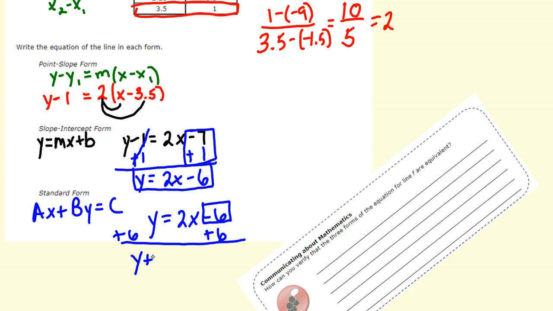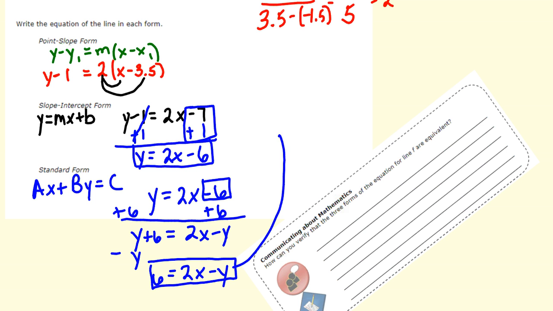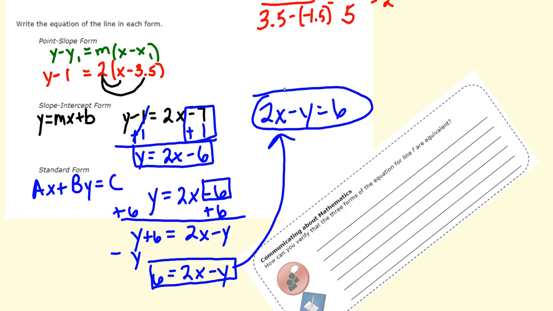So now I have y plus 6 equals 2x. And then I can subtract my y from both sides. So I have 6 equals 2x minus y. So this is standard form. I really should rewrite it. So I'm going to. And it will be 2x minus y equals 6. And that way we didn't have to multiply by that negative at the end, so that our a term is not negative.